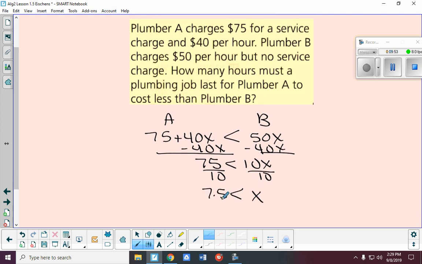So that's saying that 7.5 is less than x, or x is greater than 7.5. So like I said, it's easier to work with, I think, when the letter's on the left. So we're going to switch everything around. So when you switch the numbers here, it's pointing at 7.5. You need to switch the arrow. So when x is greater than 7.5. So the number of hours then for a plumbing job to last for plumber A to cost less would be more than 7.5.